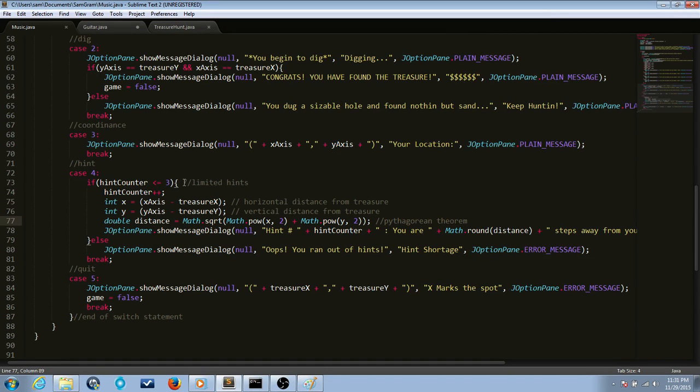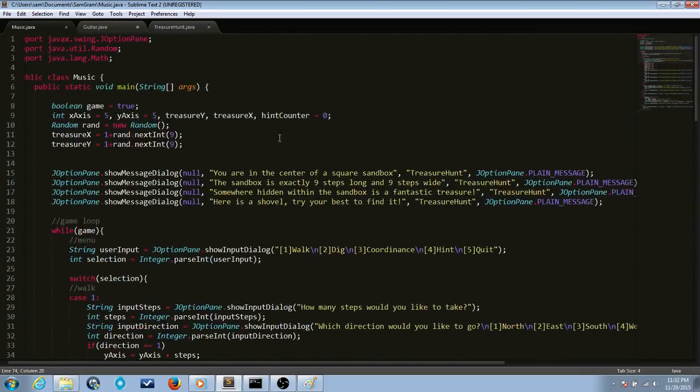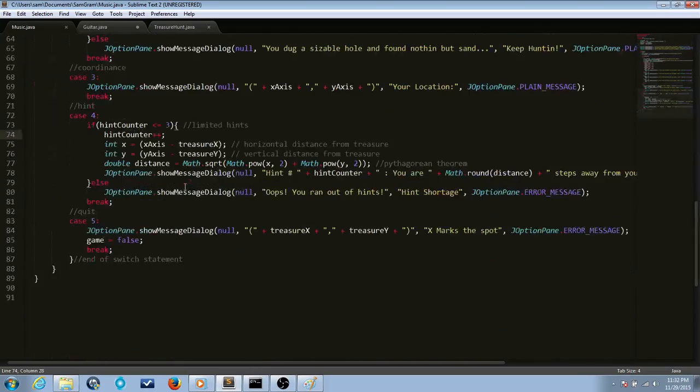So I'm just gonna explain it again. This case is for your hints, and there's a counter to limit the hints, and this increments the counter. It goes into here being 0 because of this, and becomes 1 right there.